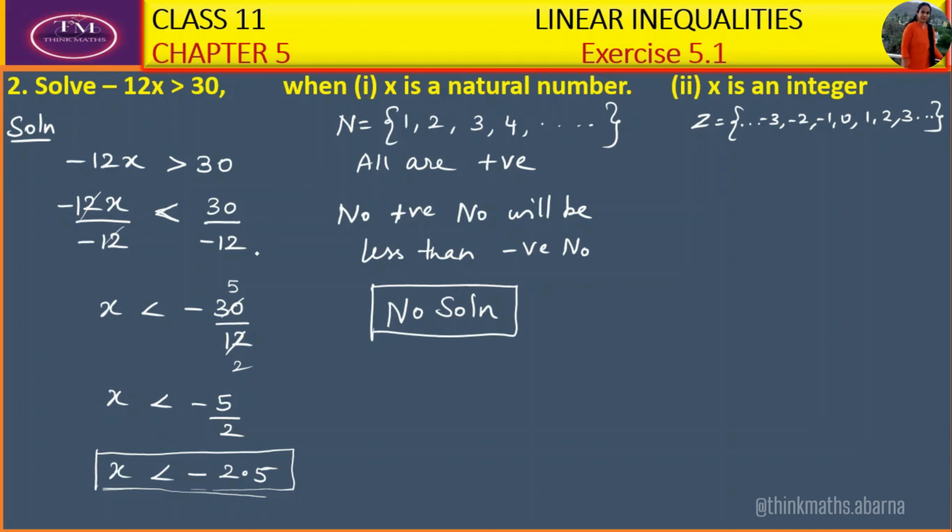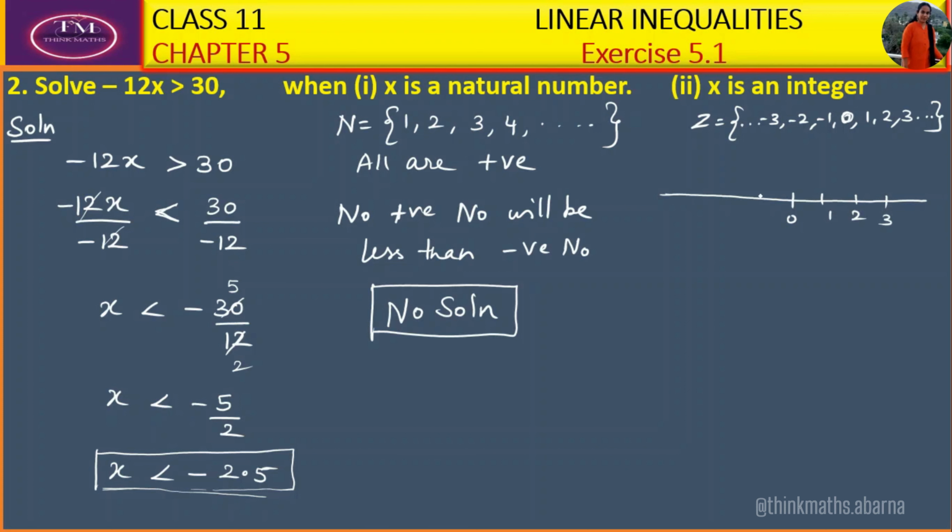They are all integers. Now x should be less than minus 2.5. So then what is the solution set? Positive numbers are greater than this. 0 we cannot take, as it is not less than. So minus 1. Minus 1 is greater than minus 2.5. Minus 2 is also greater, because if we draw the number line, this is 0, 1, 2, 3.